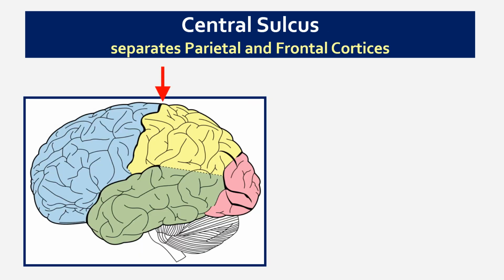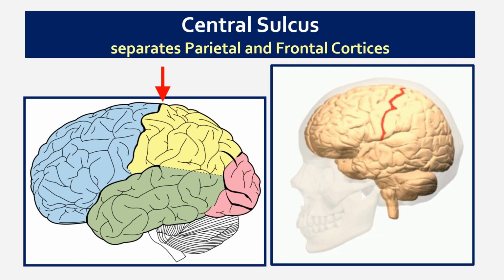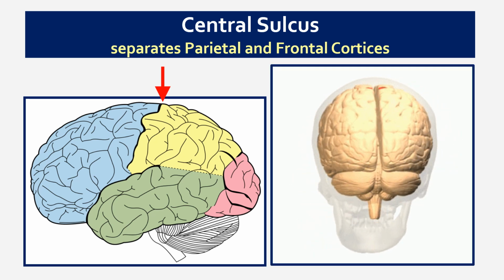The central sulcus is here, the dark black line. That separates the parietal cortex in yellow and the frontal cortex in blue. I'll just show you an animation of where the central sulcus is. It's a really important landmark when navigating the cortical structures of the brain. You can see it highlighted there in red.